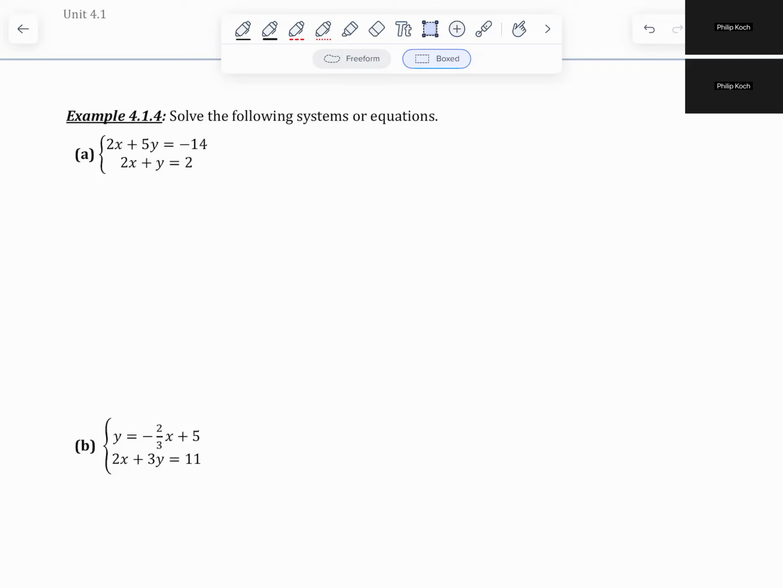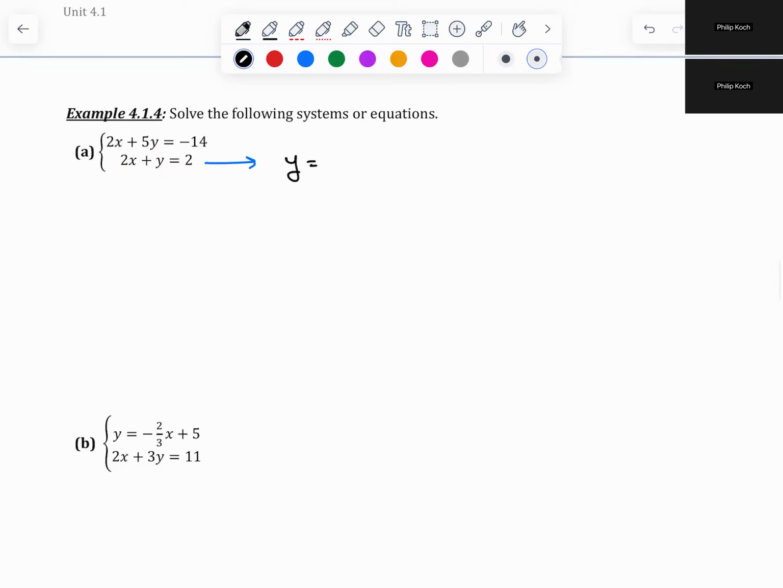So 2x plus 5y equals -14, and then 2x plus y equals 2. This is a prime candidate for substitution because the second equation is a perfect candidate, as the y already has a coefficient of 1, so I don't need to do really much algebra at all for substitution. So this is the same thing as saying y equals -2x plus 2. And I will take this and I'll substitute -2x plus 2 in for y.